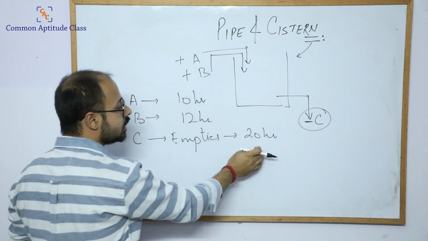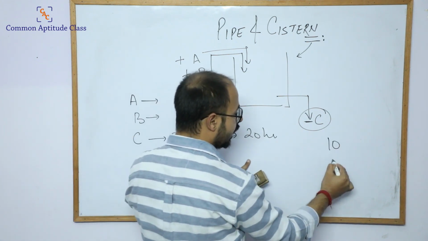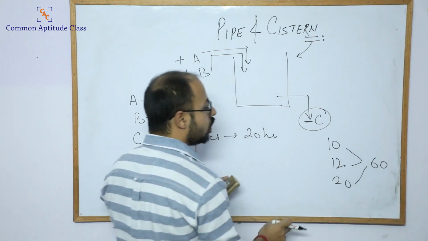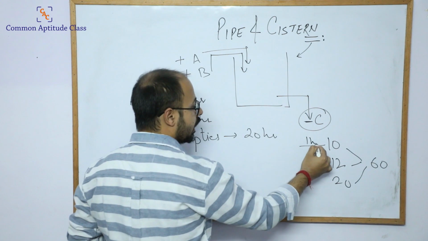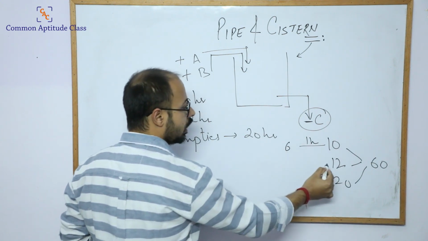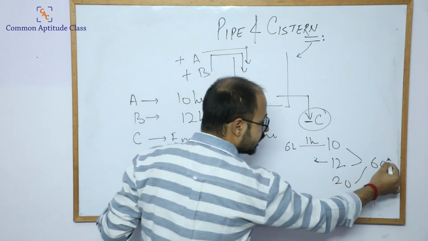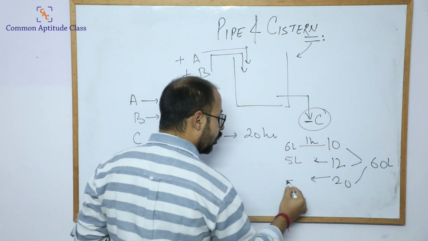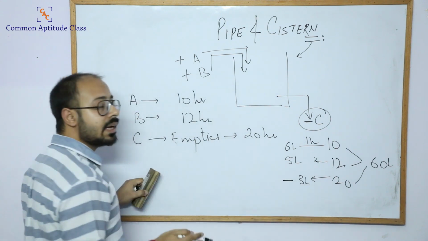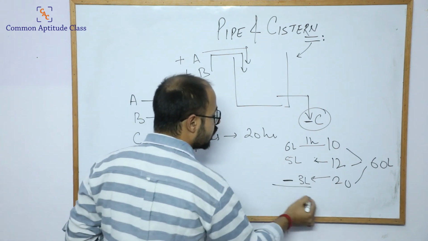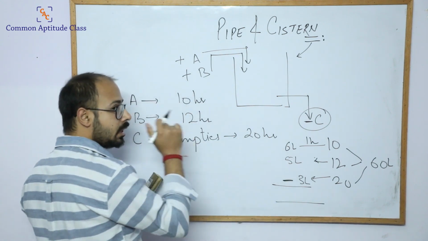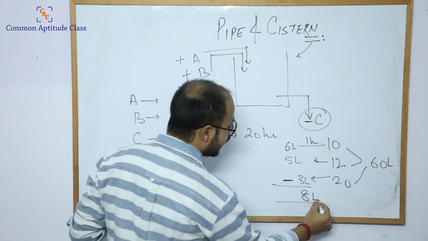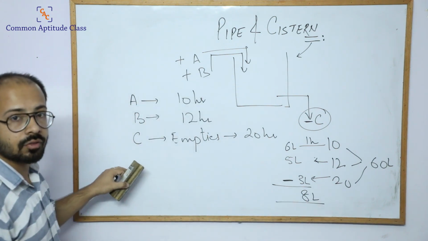So I can take the LCM of these three. LCM of 10, 12 and 20 is 60. So tap A fills 6 liters in 1 hour, tap B fills 5 liters, tap C removes 3 liters. So at the end of 1 hour, what is the total output in the beaker? 6 plus 5 is 11, minus 3, 8. 8 liters is filled at the end of 1 hour.